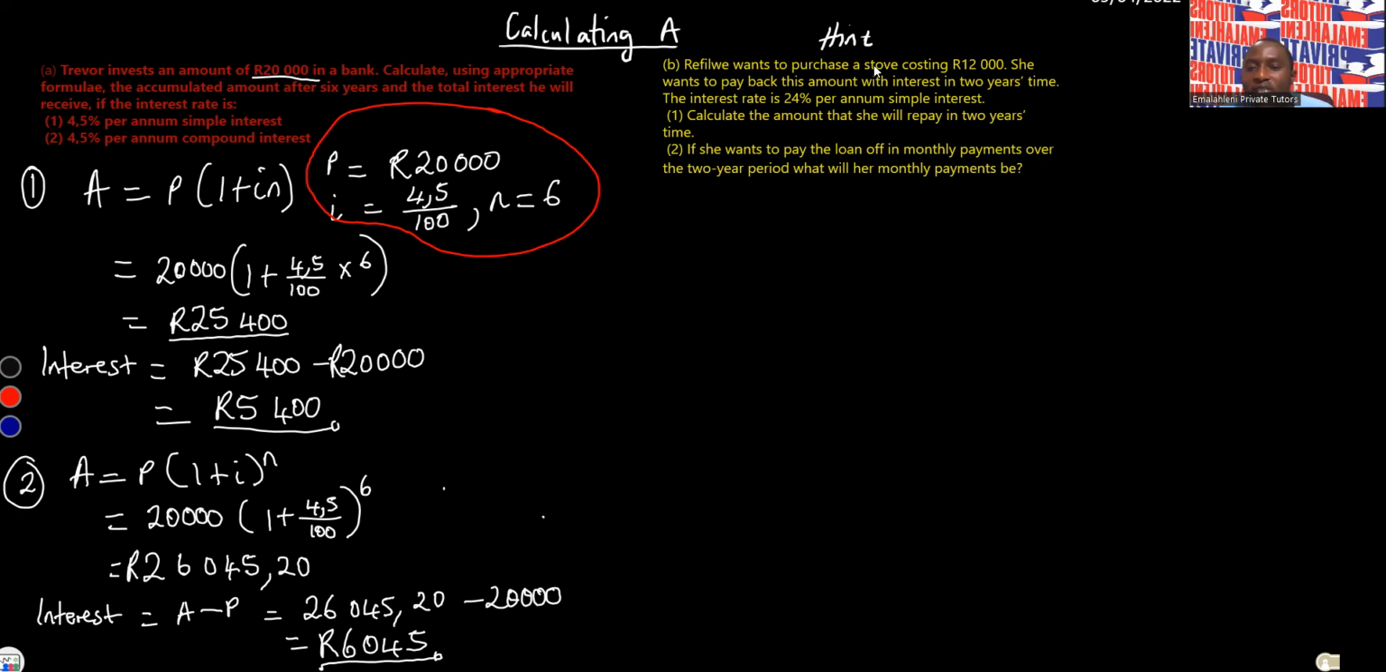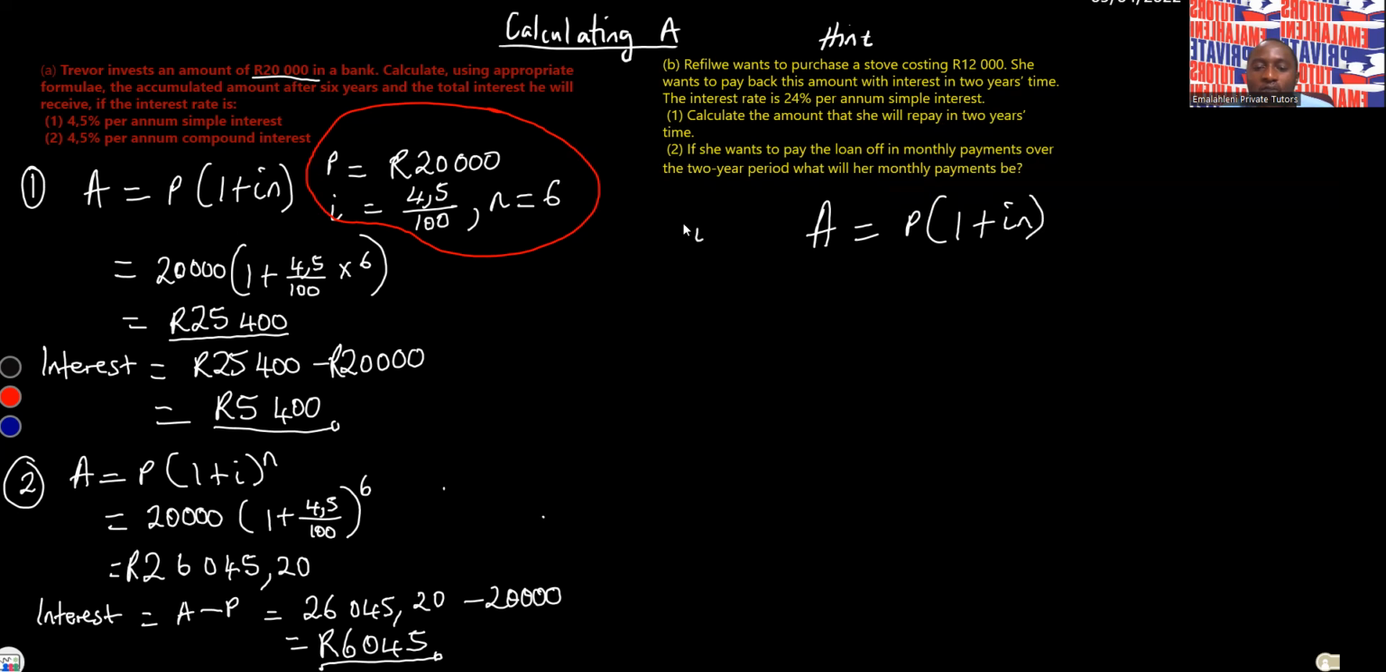Now let's look at this question here. Refilwe wants to purchase a stove costing 12,000. She wants to pay back this amount with interest in 2 years. The interest rate is 24% per annum, simple interest. Calculate the amount that she will repay in 2 years. So we're going to use the formula A equals P(1 plus iN) for simple interest.